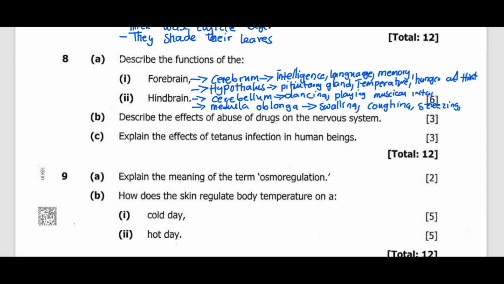Then for question B, describe the effects of abuse of drugs on the nervous system. Now, what is drug abuse? Drug abuse is not overusing of a drug, no. Drug abuse is the misuse of a drug, using a drug for the purpose it was not made for. So now, what is the negative impact of using the drug for the purpose it was not made for? The first one, if you look at alcohol, to some people, they become so active. So it makes them become so active.